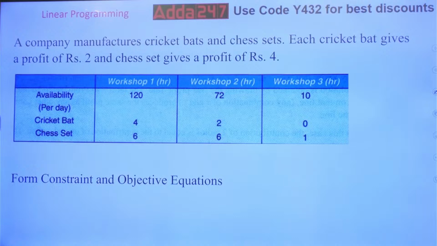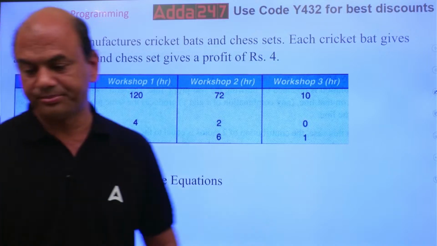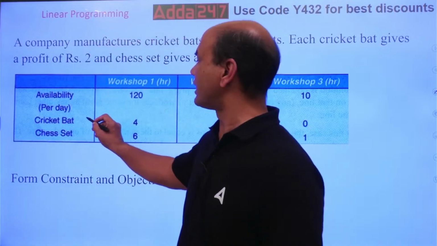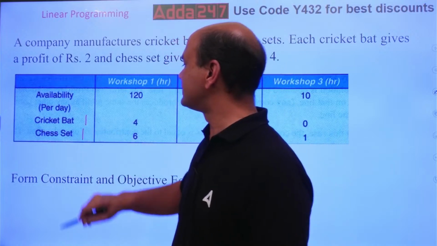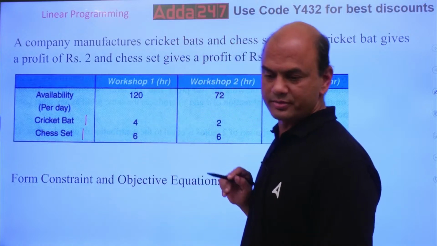Now look at the second line. A cricket bat requires 4 hours of workshop 1. A chess set requires 6 hours of workshop 1. So one cricket bat requires 4 hours of workshop 1 and one chess set requires 6 hours of workshop 1. We are talking here of one cricket bat.